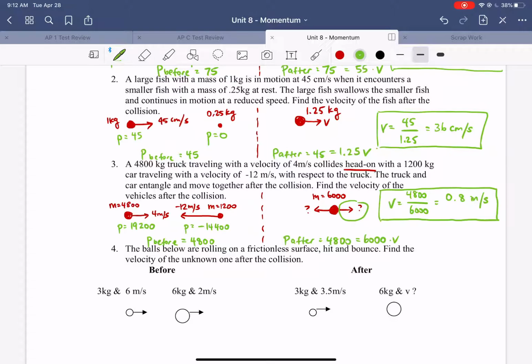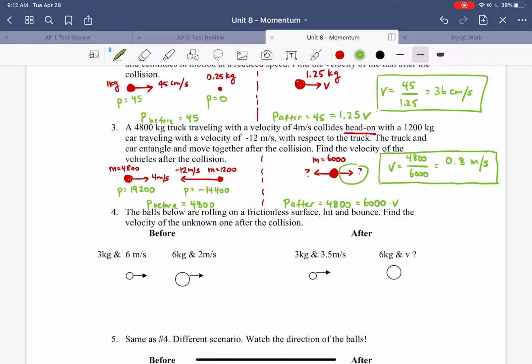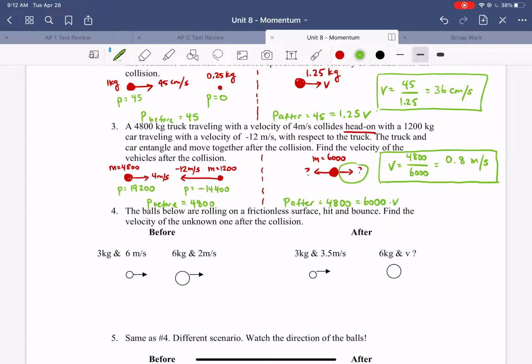All right, so last problem that I'll work out here. This one actually gives you a diagram to start with. So we have two balls that are rolling on a frictionless surface and they collide with each other and bounce. This time they do not stick together after the collision. So this one's going to be a little bit different from the first three examples. So we're just trying to find the unknown velocity of the 6 kilogram ball after the collision.